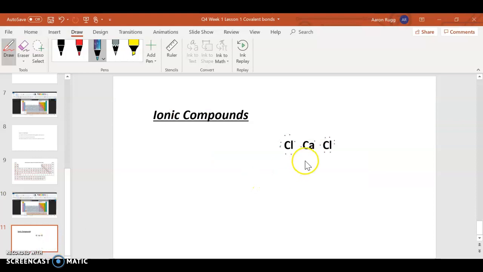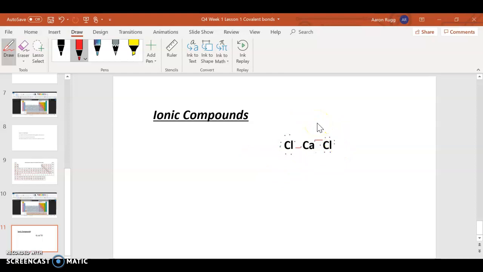So if we go over here, I've already filled in the dot structure, right? The cation is going to lose the electrons. So what happens? Goes right over there. This one goes over there, right? That's why you need 2. It's all about balancing. It's sort of like that octet rule.